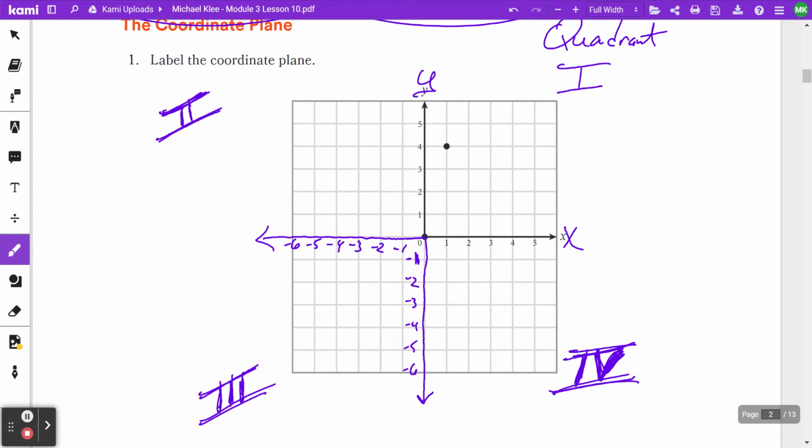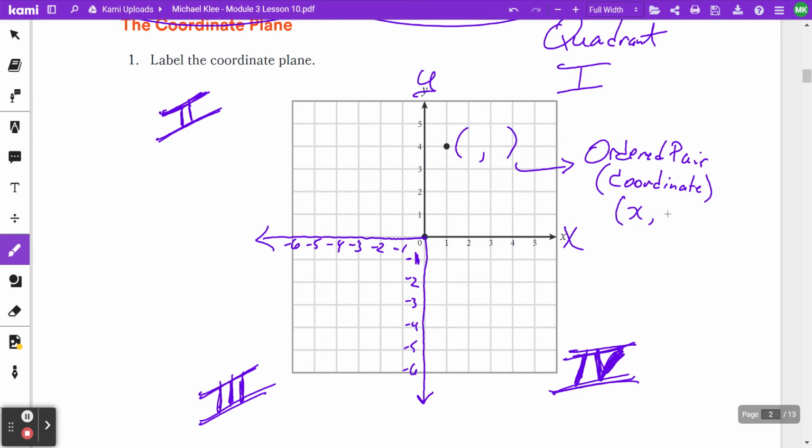Okay, so let's take a look at this point that's already there for us. What we have here is what is called an ordered pair. It's an ordered pair because it has 2 numbers. Some people like to call it a coordinate, which is fine. You can call it either thing. It doesn't matter. Call it an ordered pair, call it a coordinate. No big deal. But all ordered pairs have similar characteristics.